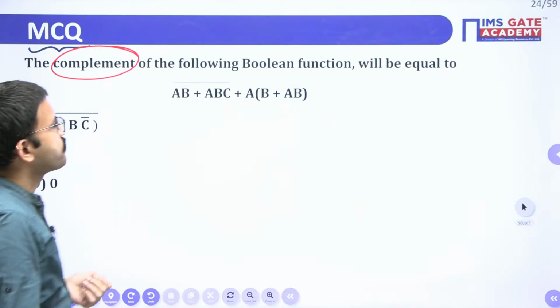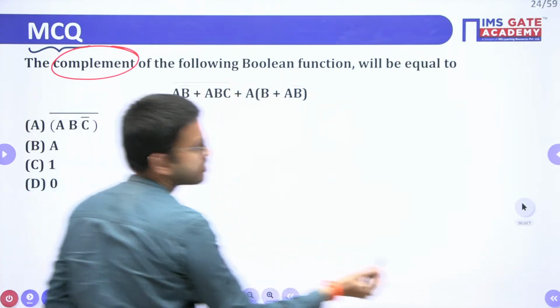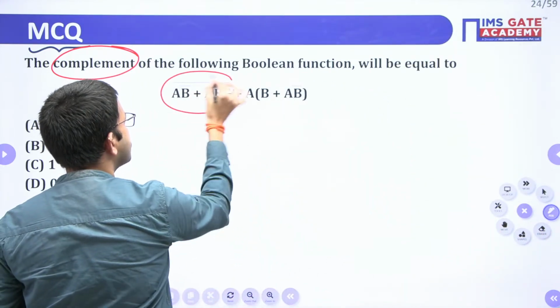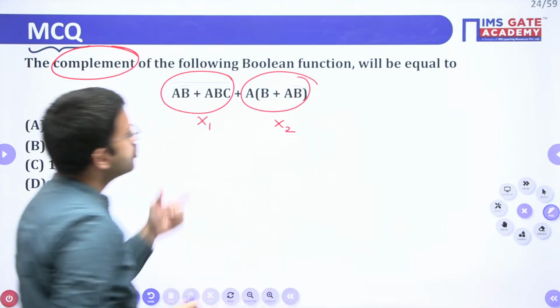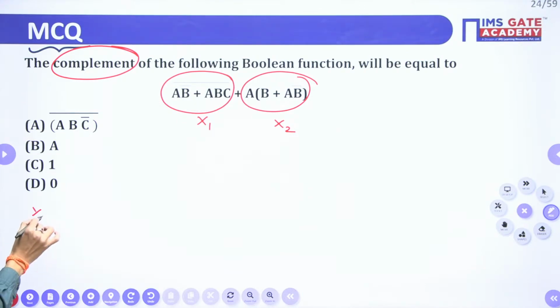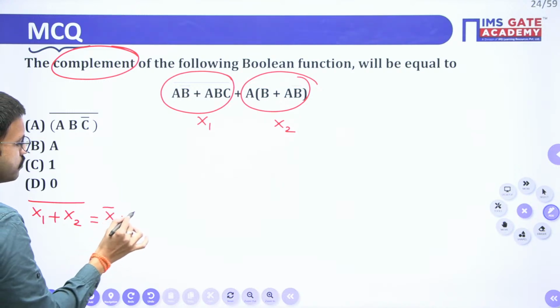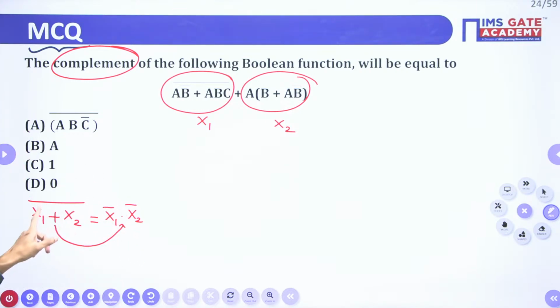See, for the time being, just assume this entire function is x1 and this entire function you can assume x2. Now what you are having? You are having two terms, x1 and x2, which are logically ORed together. Now we have to find the complement. So by using De Morgan's law, you will get each and every term's complement. Here you are having logical OR, here you will get logical AND. Suppose if you are having logical AND, here logical OR, like that.